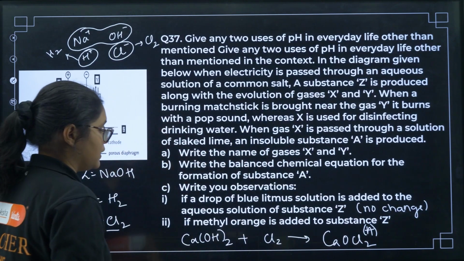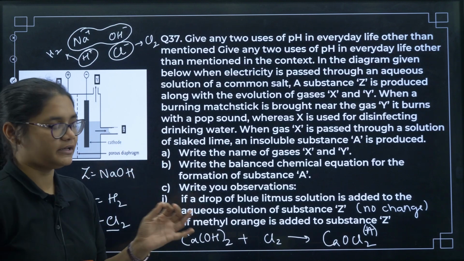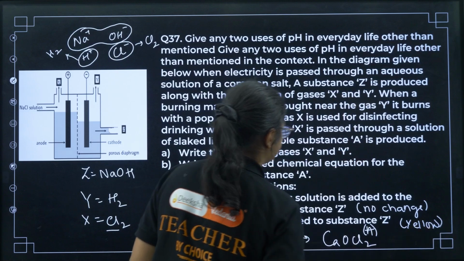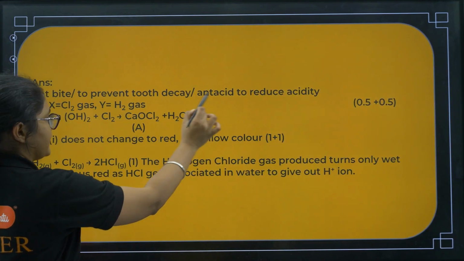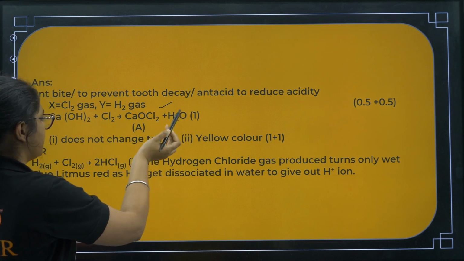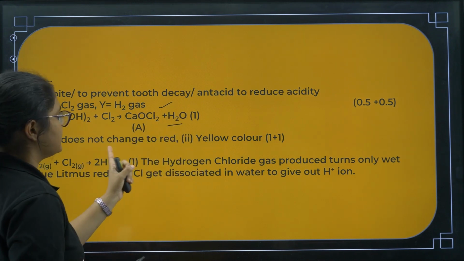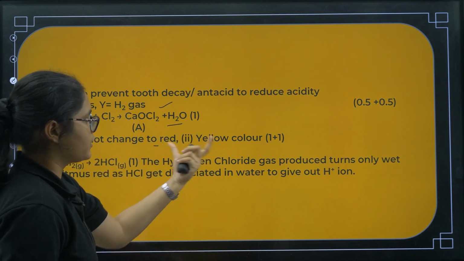Next you have methyl orange is added to substance Z. So methyl orange in basic medium will give you yellow color, right? So that is the observation here. Let us see the answers. Okay, so first one you can write any 2 uses, gases X and Y we have written, and water will be produced in this balanced equation, then you can balance it. It does not change to red because it is already a base, and yellow color you will get.